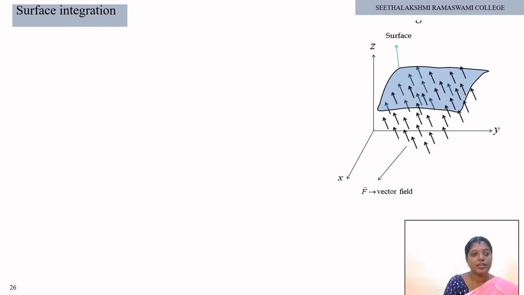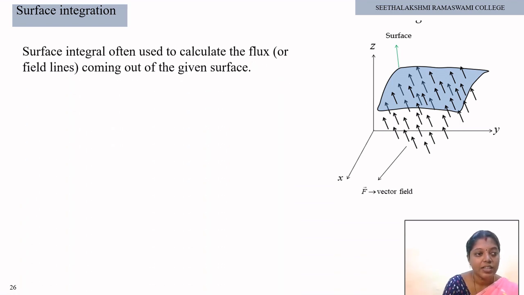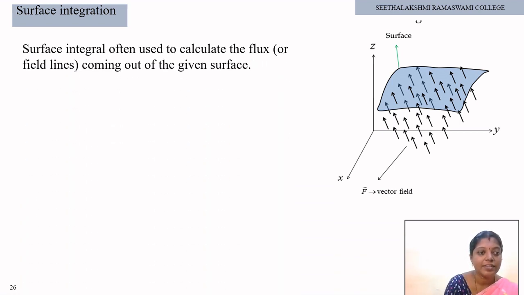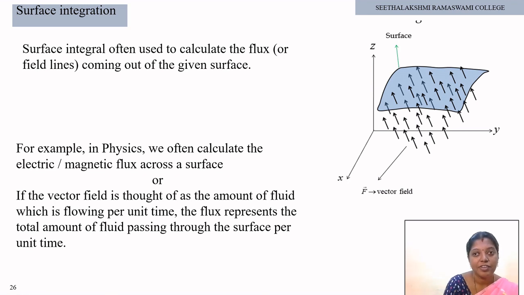The next thing we see is the surface integration. The surface integration calculates the flux coming out of a given surface. For example, if you consider a vector field, then you will find how much field lines cross the surface at a particular time. Or if you consider the dynamics of a fluid, then you will measure how much fluid is coming out of the surface at a particular time. This can be done by surface integration.